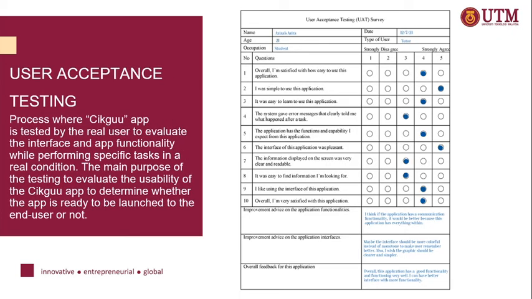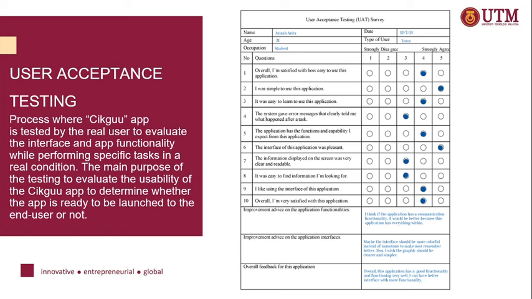The last system testing that is implemented in this project is user acceptance testing, whereas the process where the Cikguu app is tested by real users to evaluate the interface and the app functionality while performing specific tasks in real conditions. The main purpose is to evaluate the usability of the Cikguu app to determine whether the app is ready to be launched to the end user or not.